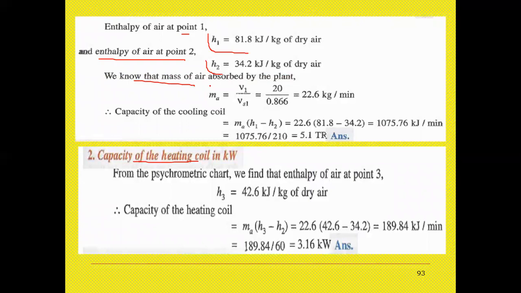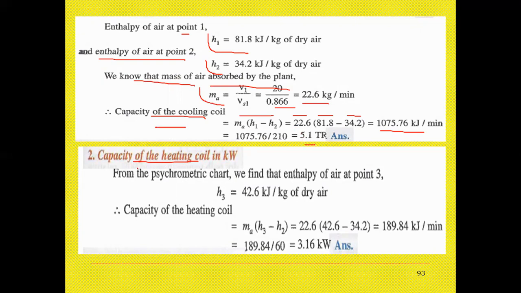Next, the mass of air absorbed by the plant, MA, is equal to V1 by Vs1, that is 20 by 0.866, which is equal to 22.6. The capacity of the cooling coil is MA of H1 minus H2, that is 22.6 times 81.8 minus 34.2. After doing the calculation we get 1075.76, right? Next, the capacity is 1075 divided by 210, that is equal to 5.1 TR.